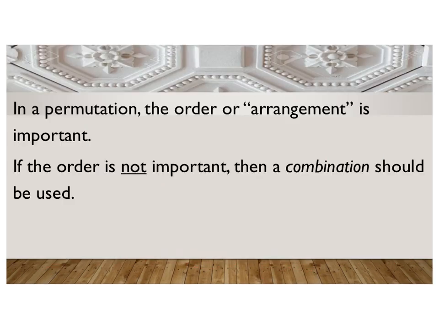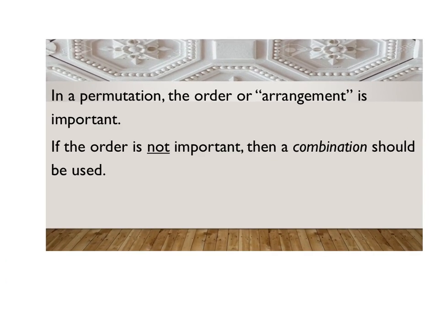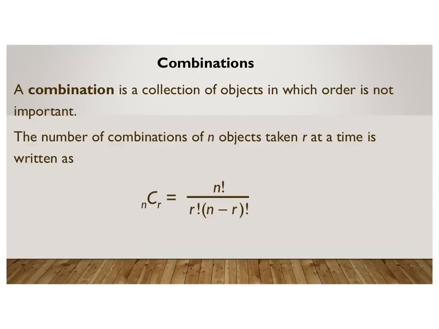All right, moving on. In a permutation, order or arrangement is important. If the order is not important, we use combination. We have combinations and permutations. We just saw permutation is nPr. Combination is going to be nCr, slightly different. Now, order is not important for combinations. So now we're going to look at what that means.